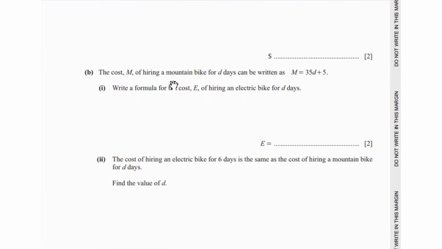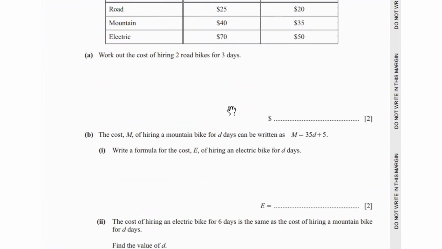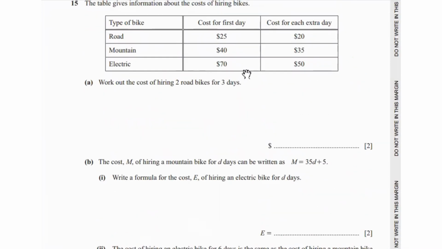Then it says the cost M of hiring a mountain bike for D days can be written as M equals 35D plus 5. Write a formula for the cost E of hiring an electric bike for D days. Now for an electric bike, the cost for first day is 70. And the cost for each extra day is 50.